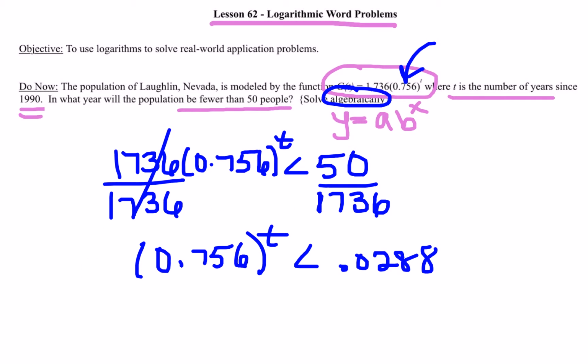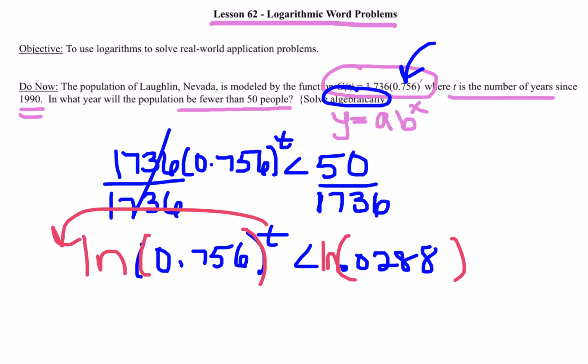And you could use a natural log or a common log, whatever you prefer. I'm going to use ln because that's usually what I prefer to use. But again, you can use log. It does not matter. You'll obtain the same answer. So if I put an ln here, I'm going to bring down the t. So take the cowboy off the horse.